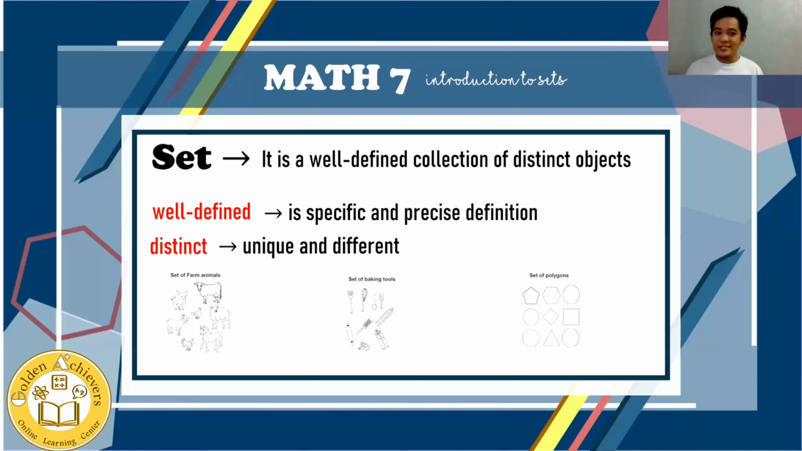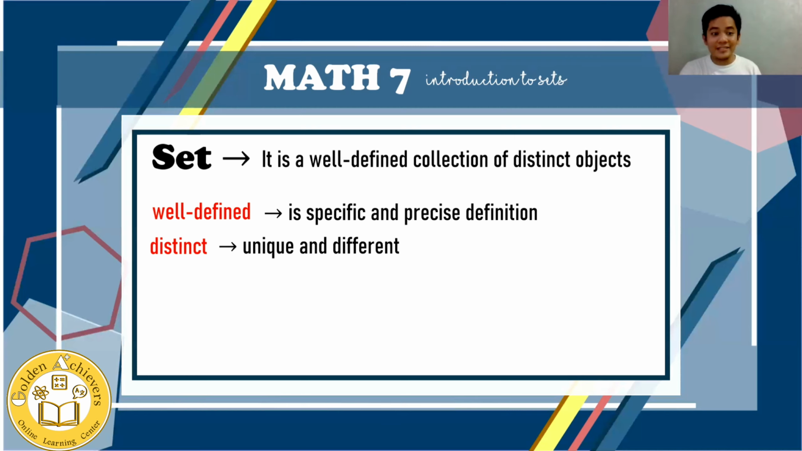Now, are these distinct? Yes. Each element is distinct or unique because a triangle is a triangle. Even if there are a lot of triangles there, they will only be called triangle. Even if we have a lot of rectangles, they will only be written or described once. They are all rectangles. So a set of polygons is a good, well-defined set.